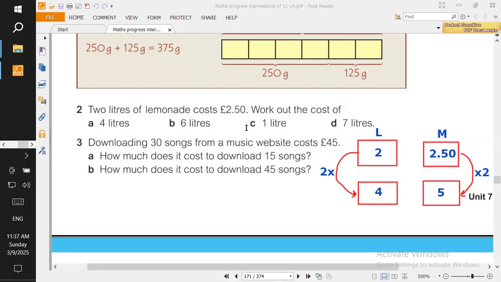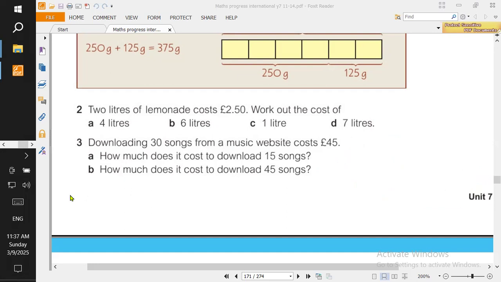Now, the same idea can be used with all of these questions. So you can do the same idea here, and the same idea with question 3. You can put 30 songs here and 45 pounds, and then 15 under the 30. And then how did the 30 become 15? By dividing by 2. So we're going to divide by 2. 45 divided by 2 will give me the cost of 15 songs. And that's the whole idea of direct proportion.